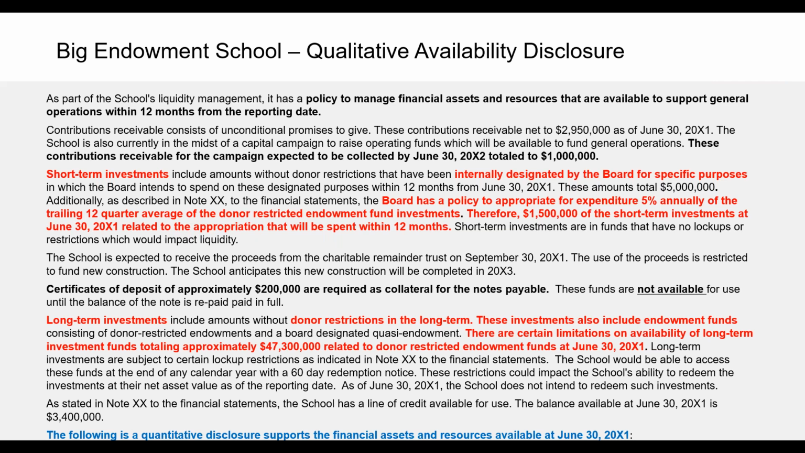So let's look at the qualitative availability disclosure. Here, you'll see the things in black. Those are the things that are very similar. The things that we'd want to add because they do have an endowment is we're going to want to add discussions about that endowment.